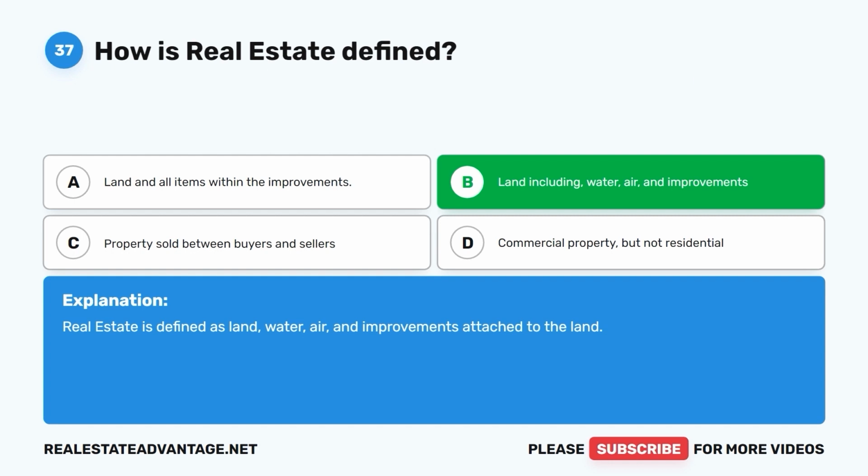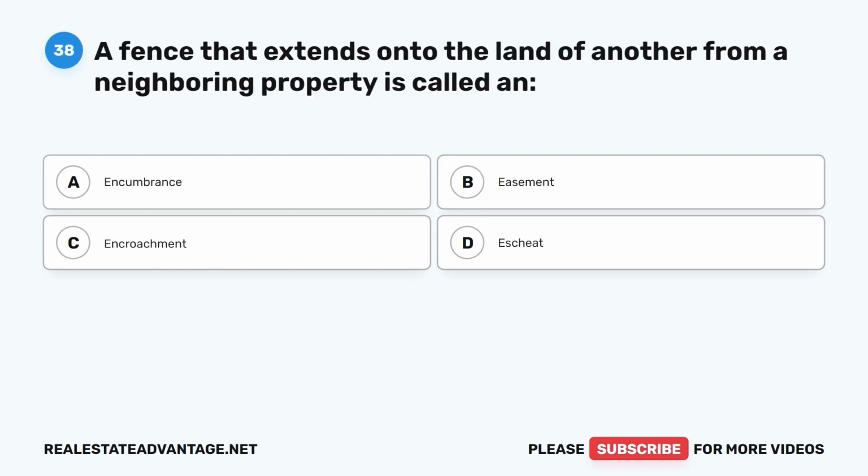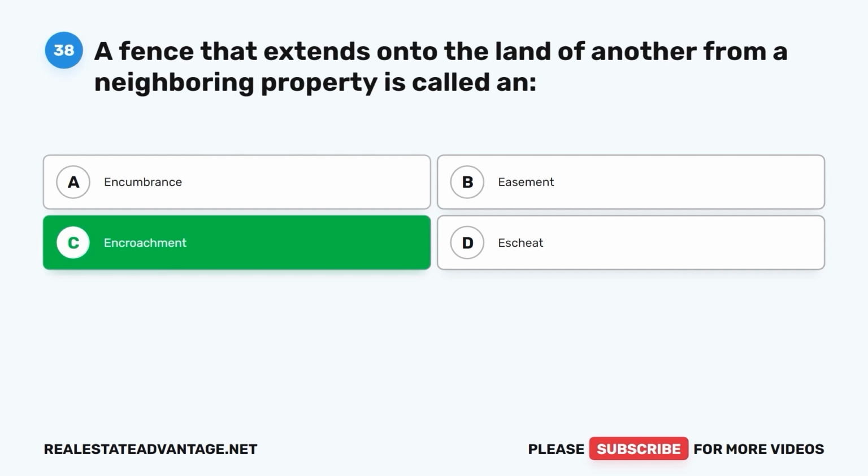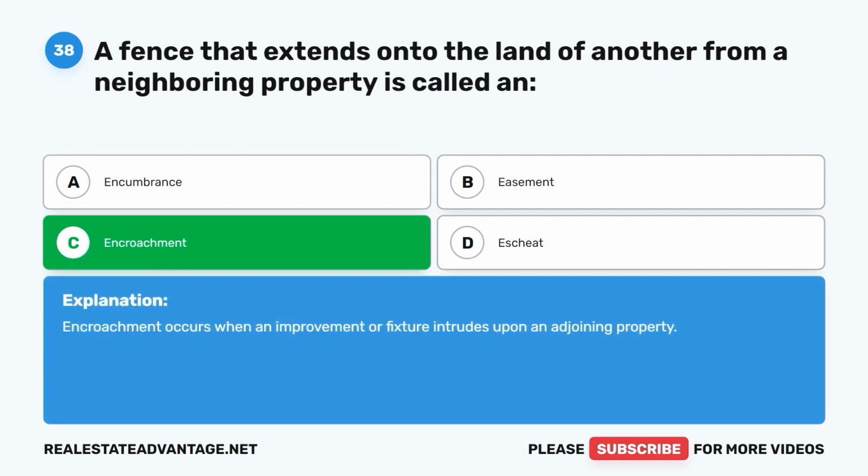Real estate is defined as land, water, air, and improvements attached to the land. Question 38. A fence that extends onto the land of another from a neighboring property is called an A. Encumbrance, B. Easement, C. Encroachment, D. Escheat. The correct answer is C, encroachment. Encroachment occurs when an improvement or fixture intrudes upon an adjoining property.